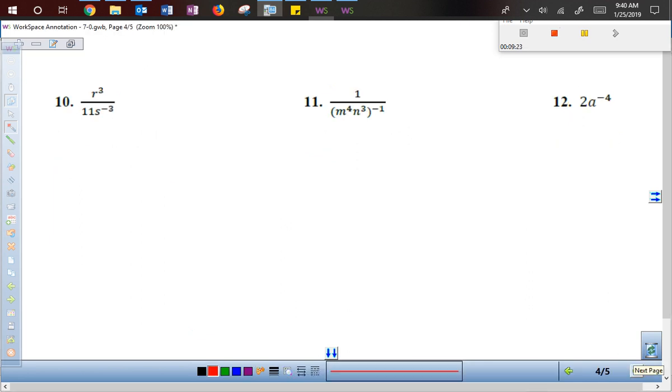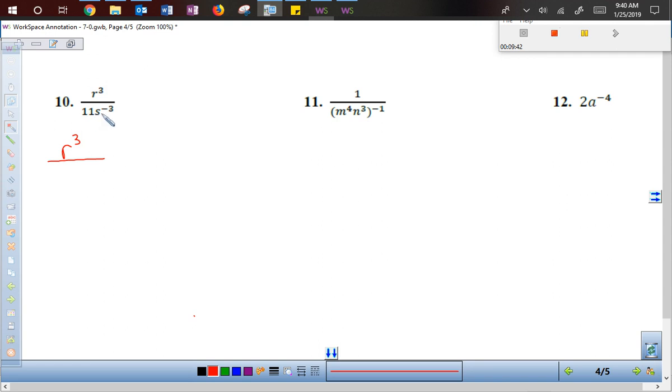On number 10, I have r to the third over 11s to the negative third. We're going to take this one guy at a time, so we're going to start with my fraction bar. In my numerator, I just have r to the third. Now that guy has a positive exponent, so I can leave it where it's at. It's okay in the numerator. In the denominator, I have 11s to the negative third.